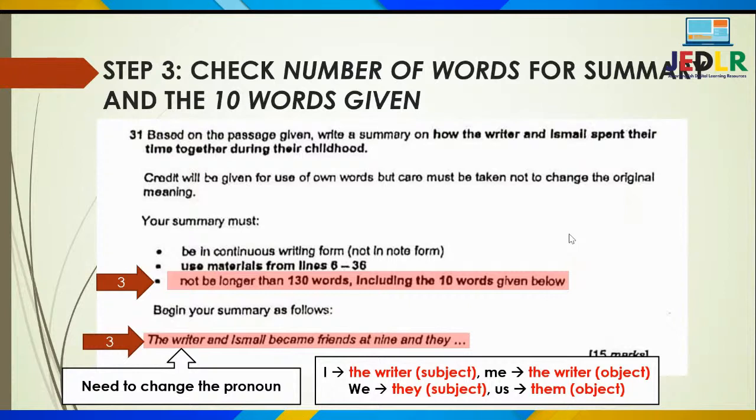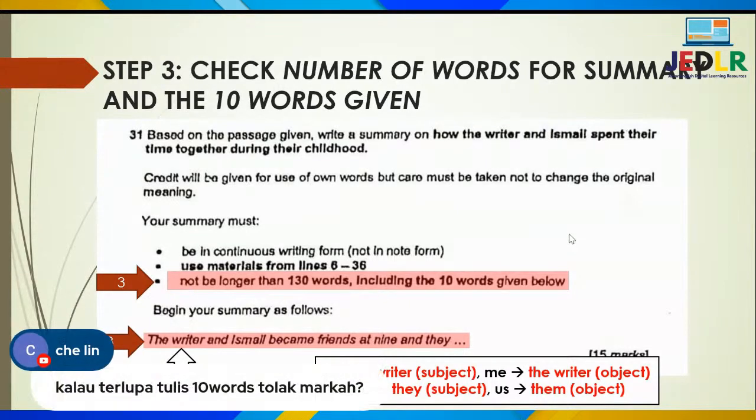As for we, let's say we, kita ataupun kami, as the subject, you have to change to they. Us, kami atau kita, as the object, you have to change to them. So these are the things that you have to bear in mind when you answer summary questions. Are you clear, students? If you are clear, the first step, second step, third step, now we are going to the fourth step.